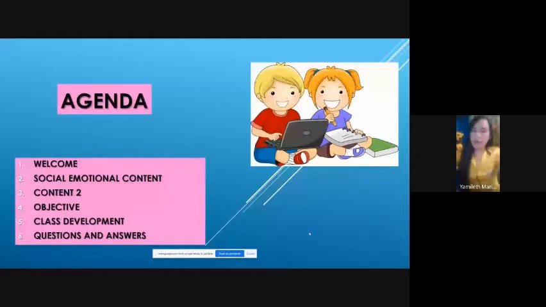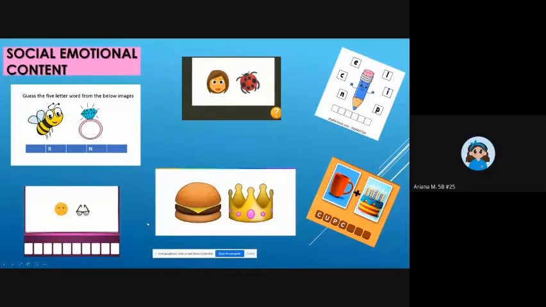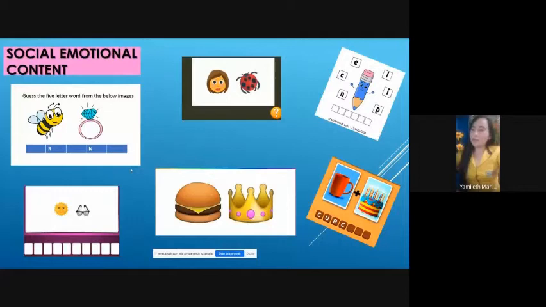Let's continue with our social emotional content. As you can see in the presentation, we have some pictures. What you are going to do is this. Pay attention to the instructions and follow them. You are going to try to guess the word using these pictures. How many pictures do we have in the presentation? 6 pictures, okay. It means that you are going to guess 6 words, one for each picture.